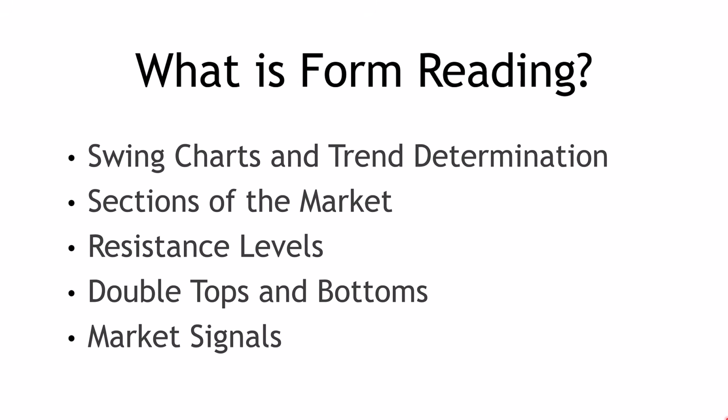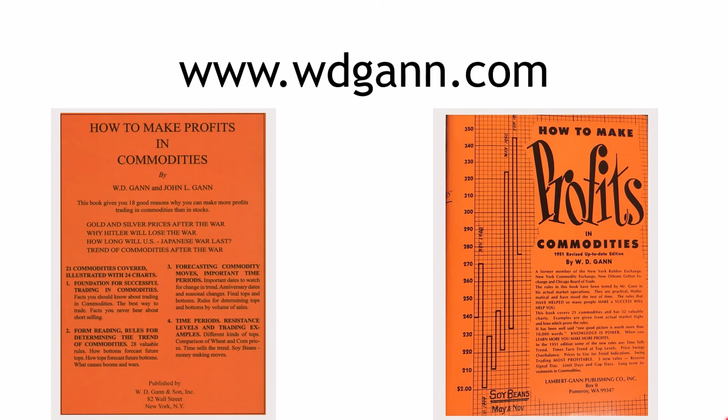If you want the complete lesson on form reading, as Gann taught it, I'd recommend reading section 2 of How to Make Profits in Commodities. Now, firstly, where do you get this book? I'd recommend that you get it from wdgann.com. That is Lambert Gann Publishing, as you can see down here on the bottom of the book on the right here. That's the 1951 version of the book.